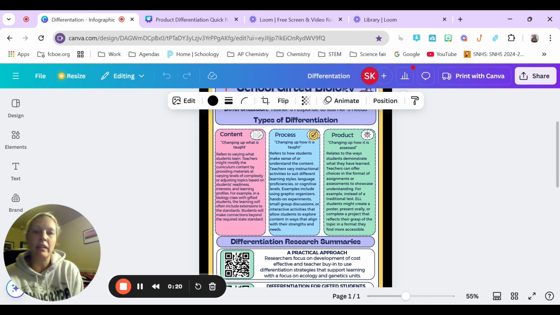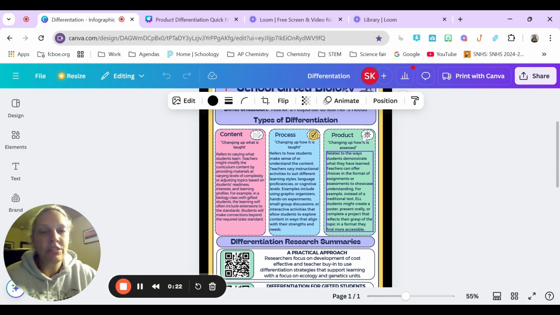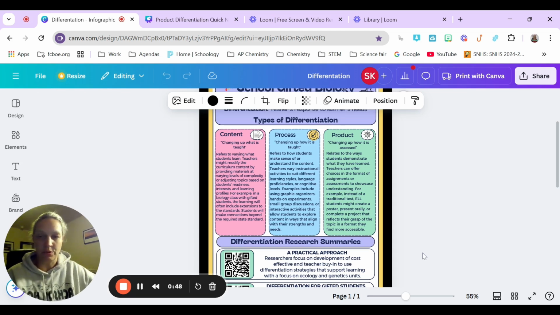Looking at this portion of our graphic, it's changing up how it is assessed. This relates to the ways that students demonstrate what they have learned. Teachers can offer choices in the format of assignments or assessments to showcase understanding. For example, instead of a traditional test, ELL students might create a poster, present orally, or complete a project that reflects their grasp of the topic in a format that they find more accessible.